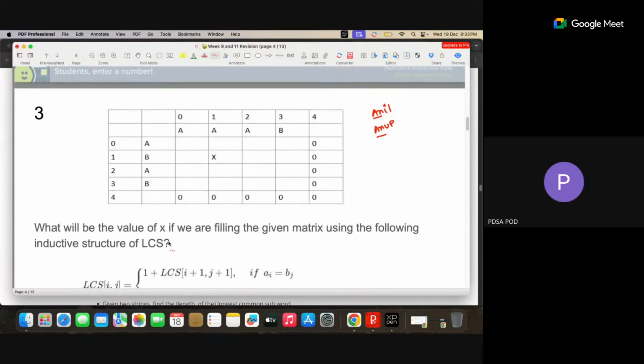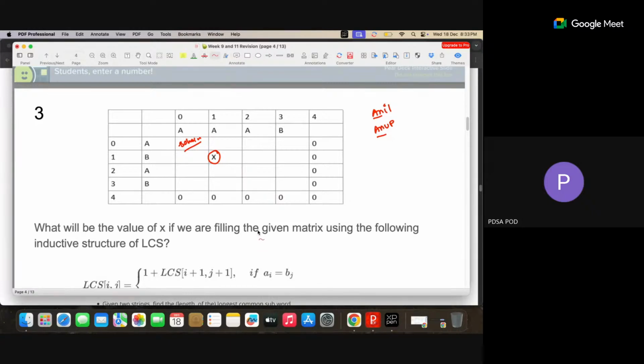What will be the value of X? They are asking for the value at this position. They don't want the final solution. The final solution is at the topmost position, here. The longest common subsequence is here, but they are asking about the place of X.